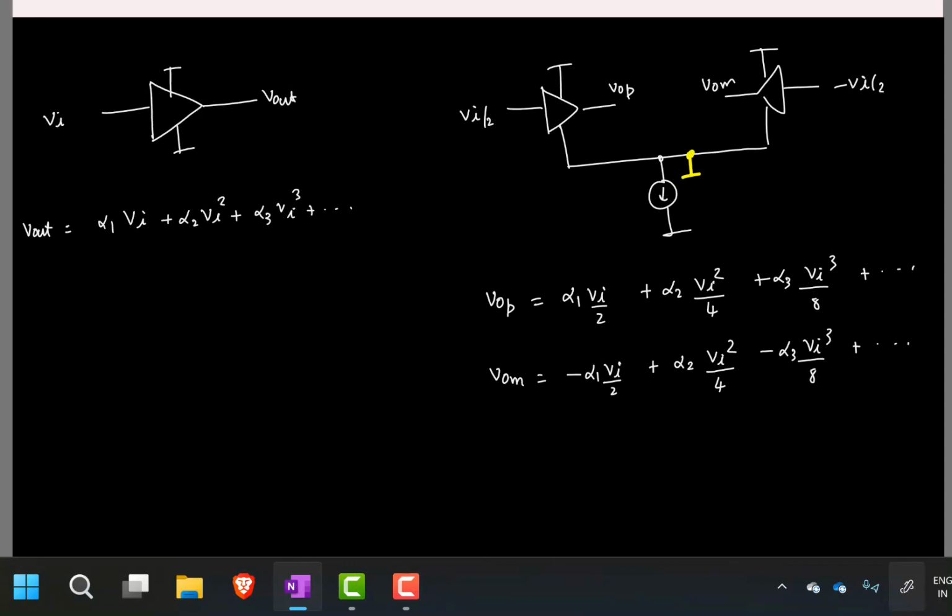And remember that my output is not the individual outputs themselves, but the difference between these two guys, right? So if I take the output as the difference between these two, what do you get? I'll get only the odd terms, right? The even terms cancel completely. And here I'll have alpha 3 Vi cube by 4.